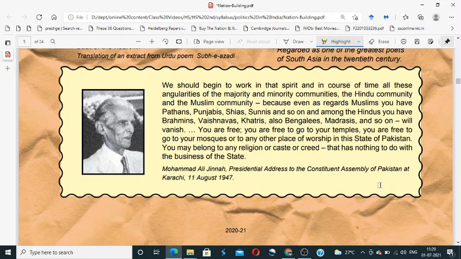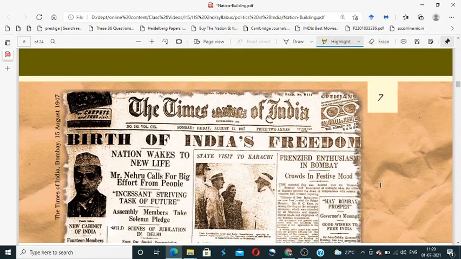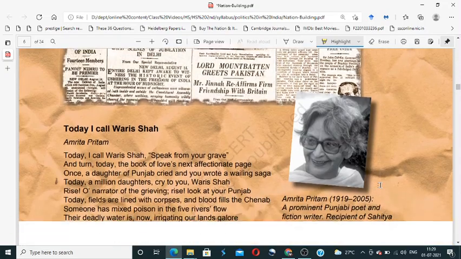However, let me remind you that this particular speech of 11 August 1947 is banned in Pakistan, because this gives us a very different picture of what kind of Pakistan was imagined by Muhammad Ali Jinnah, a very secular Pakistan though. So let us move on and see what was happening just after.